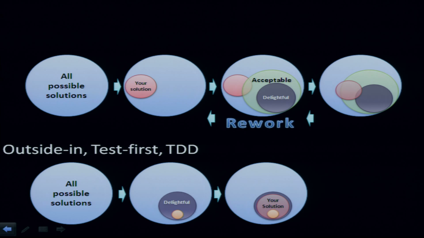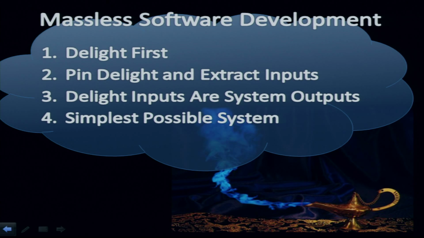All right, some of you may recognize this pattern. The practices are different, but the principles and structures are the same. With TDD, we test code with code, but at a feature level, we test features with features. All right, massless software development. Create delight first, pin it, extract the inputs, those are your system outputs, and use those to test drive the simplest possible system. So no idea would be complete without a plan to take over the world.